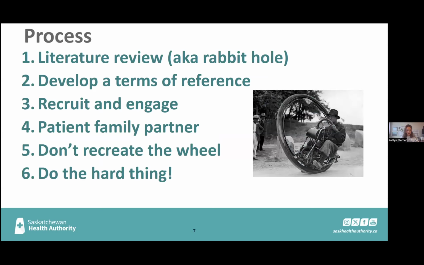Next slide. So after pulling myself out of the rabbit hole, I just broke it down step by step. So I started by developing a terms of reference for the committee, recruited and engaged stakeholders, analyzed what we already did and what we already knew, and just started doing the work. So don't recreate the wheel here.